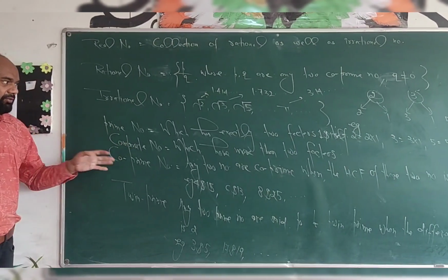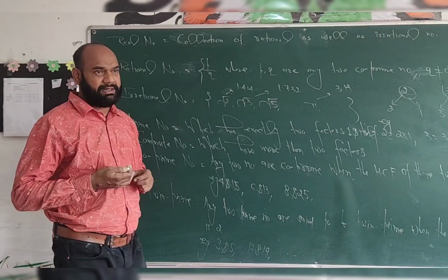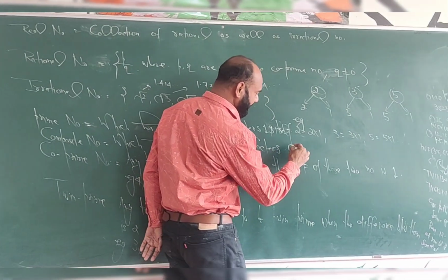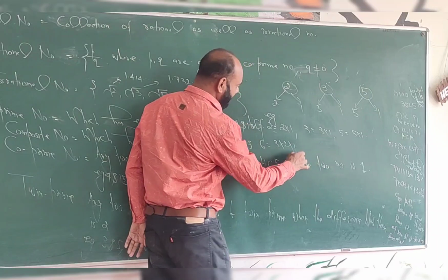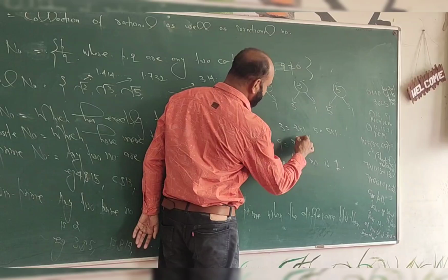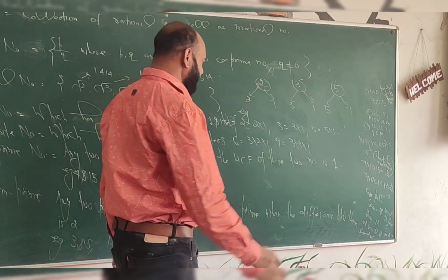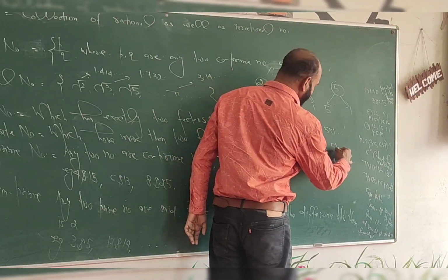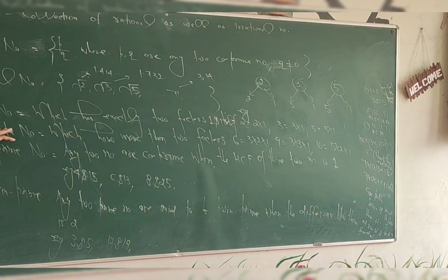Next, composite numbers. What are composite numbers? Composite numbers are those numbers which have more than two factors. Examples: 6 is a composite number because 6 has more than two factors, that is 3, 2 and 1. 9 is a composite number because it has more than two factors, 3, 3 and 1. 10 is a composite number because it has more than two factors, 5, 2 and 1. These are all examples of composite numbers.